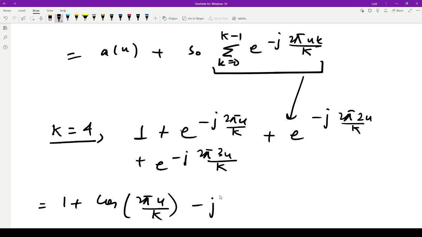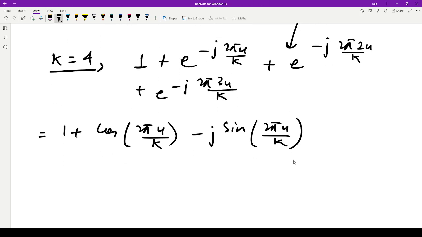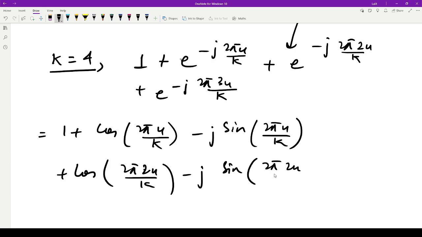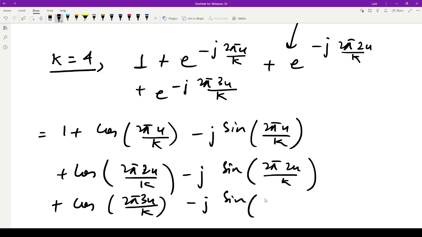If I just expand it, using Euler's formula, this is cos 2 pi u upon K minus j sine 2 pi u upon K. I can write it for the other terms as well: cos 2 pi 2u upon K minus j sine 2 pi 2u upon K, and cos 2 pi 3u upon K minus j sine 2 pi 3u upon K. I think this is very fun, everyone. Just expanding it for each of the terms out there.